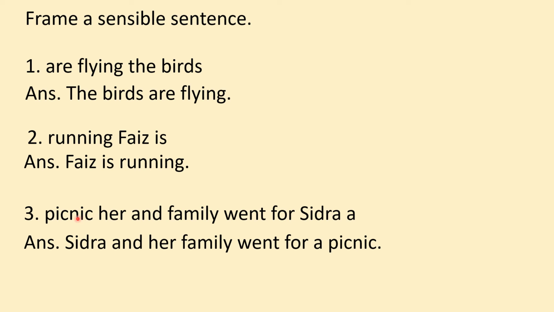Now how many words are on top here? 1, 2, 3, 4, 5, 6, 7, 8. Here too you have to have 8 words. 1, 2, 3, 4, 5, 6, 7 and 8. Now your sentence makes complete sense. If you don't write a in the sentence here, it is wrong. You cannot say Sidra and her family went for picnic. You have to use the article a.